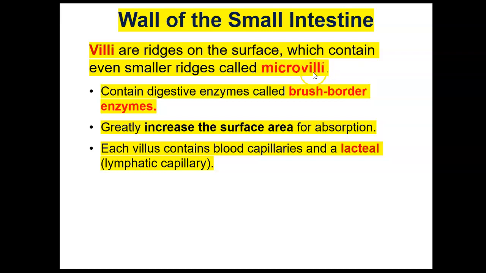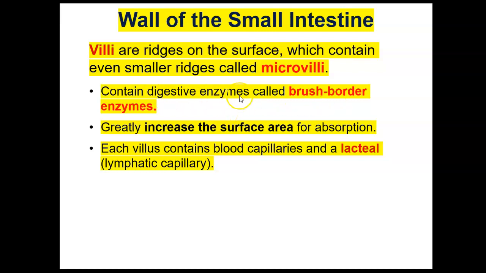So microvilli are microscopic folds, and villi are larger folds. But anyway, all of this combines to give you lots and lots of folding on the inner surface of the small intestine, and that increases the surface area for the absorption of nutrients. So more nutrients can be absorbed because of the villi and the microvilli.